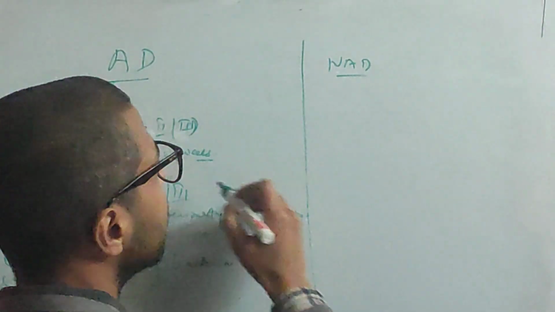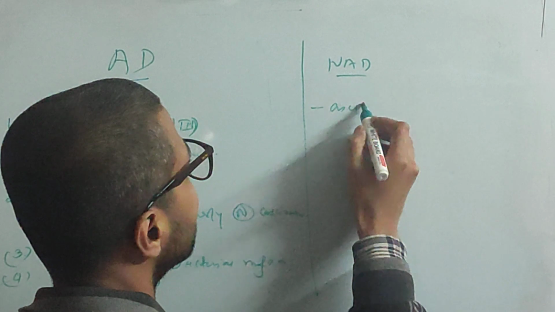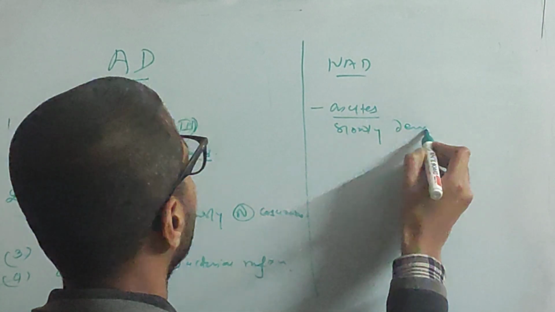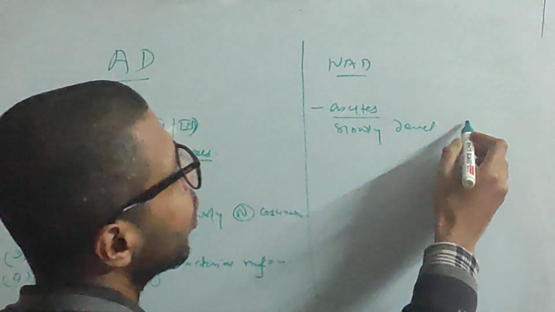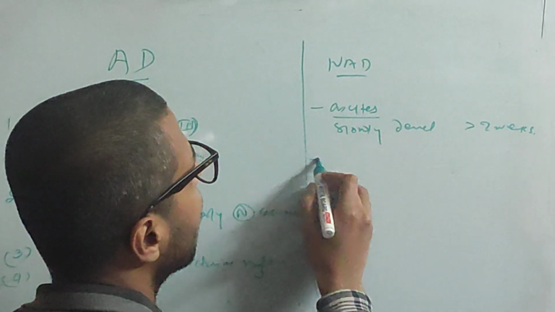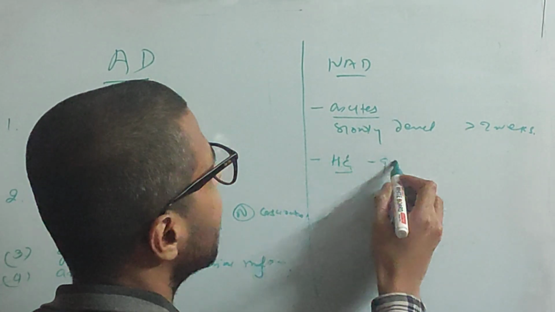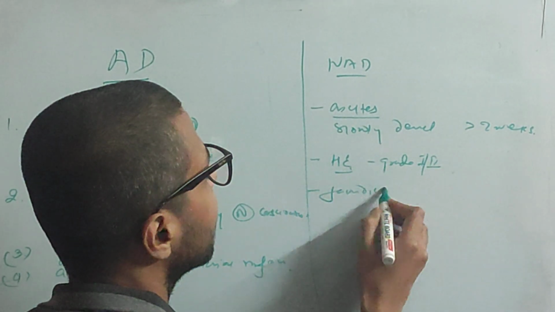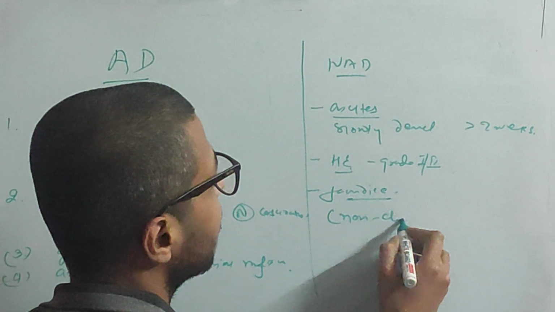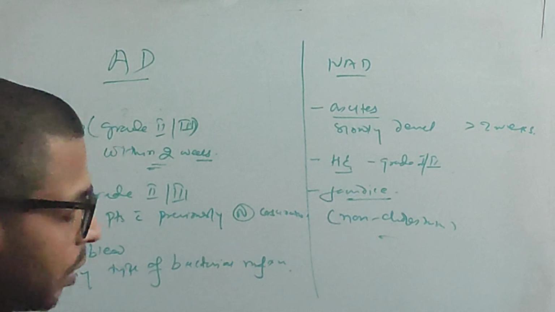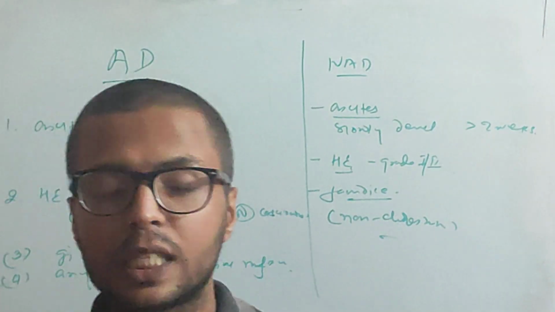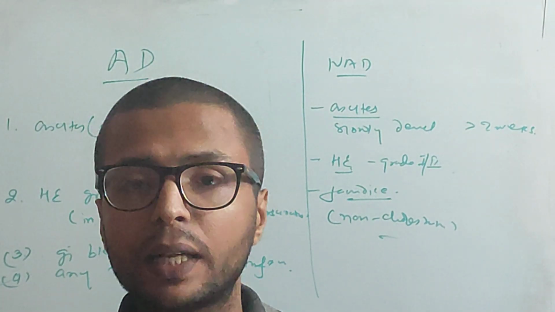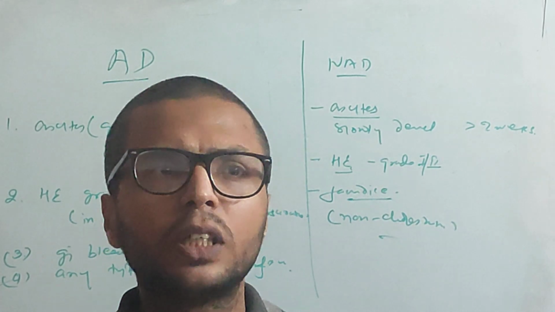And what is non-acute decompensation? Non-acute decompensation means ascites, okay, slowly developing ascites. Here I have written within 2 weeks, so for this it takes more than 2 weeks to develop. Another is mild hepatic encephalopathy, grade 1, 2 like that. And third is progressive jaundice, and obviously it should be non-cholestatic. So slowly progressive jaundice, ascites, and minimal or mild hepatic encephalopathy, they label as non-acute decompensation.